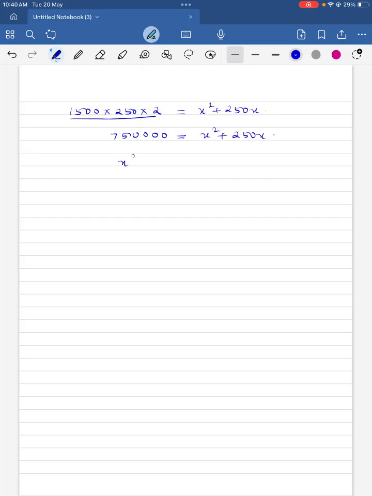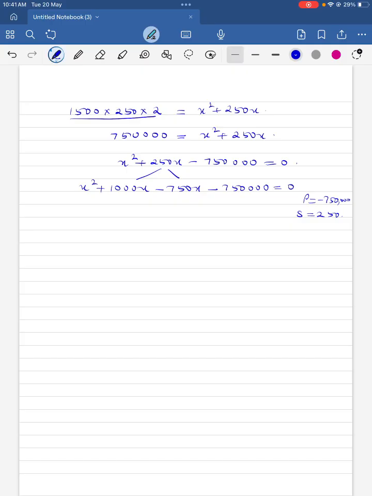Let me take 750,000 to the other side. So x squared plus 250x minus 750,000 is equal to 0. Now we have to think of two numbers whose product is minus 750,000 and the sum is equal to 250. So the numbers are 1000 and 750. So I've split this into x squared plus 1000x minus 750x minus 750,000 is equal to 0.